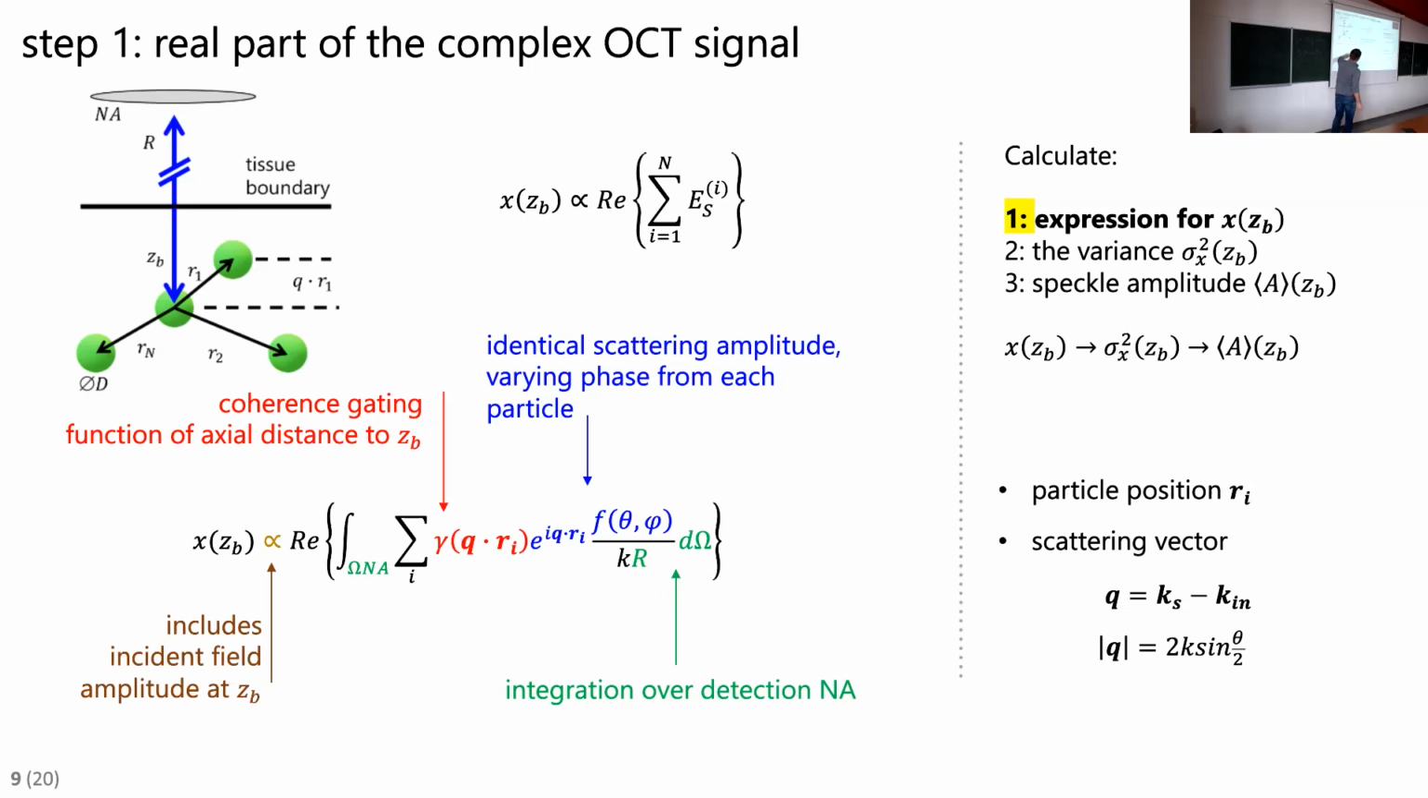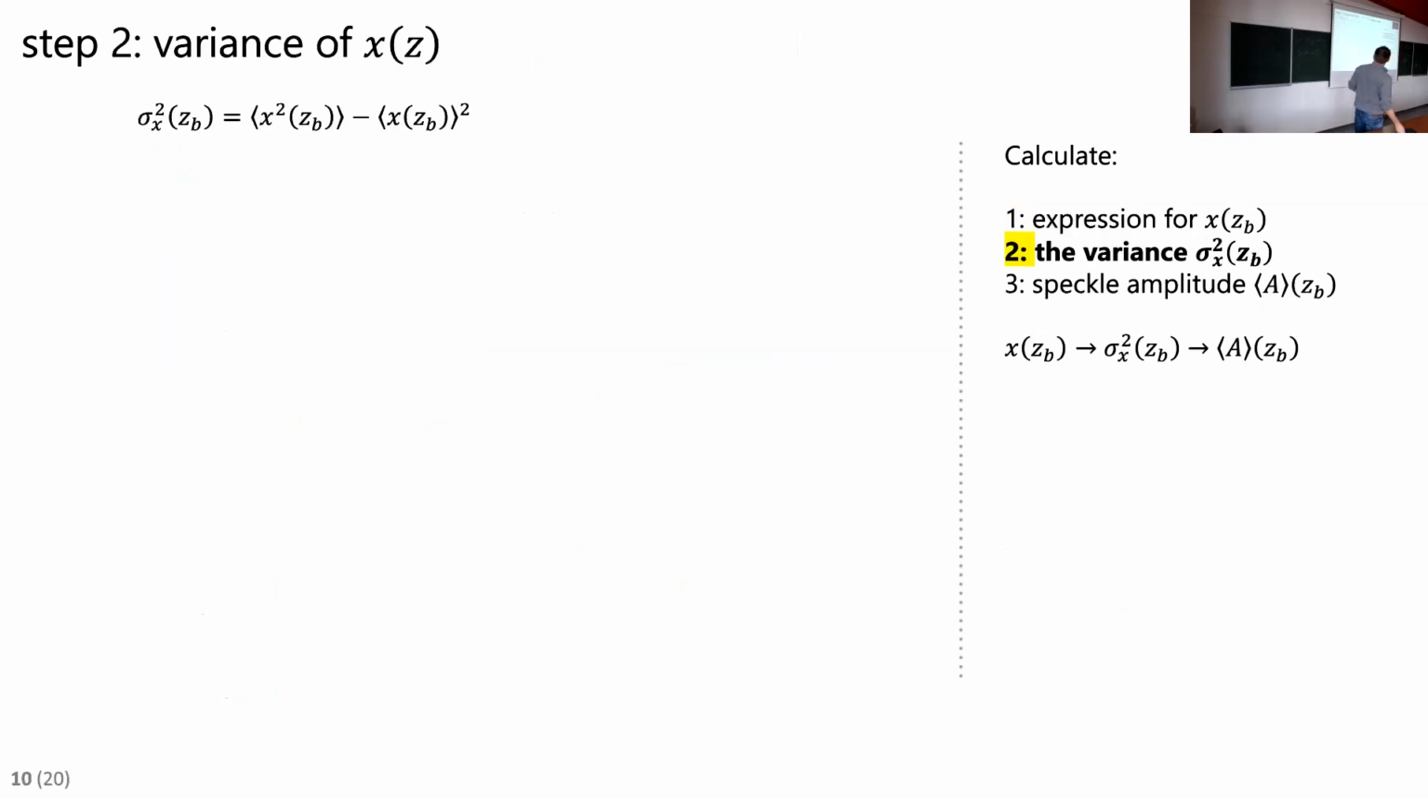Just for completeness, this is not an equal sign, but a proportional sign, because there can also be other contributions. For example, the amplitude of the incident field itself can also give some conversion factors due to the detector. Okay, so we have an expression for X.